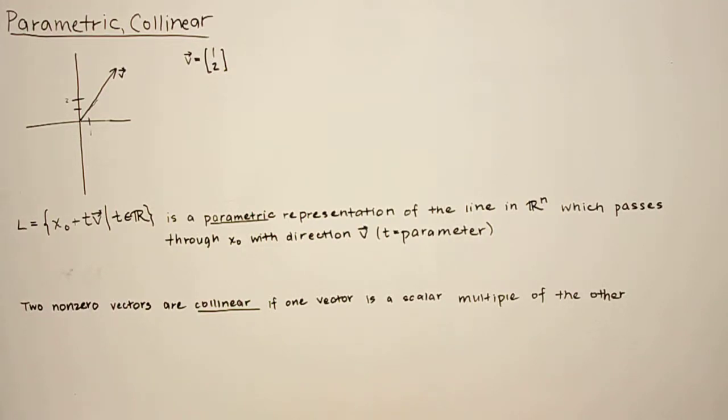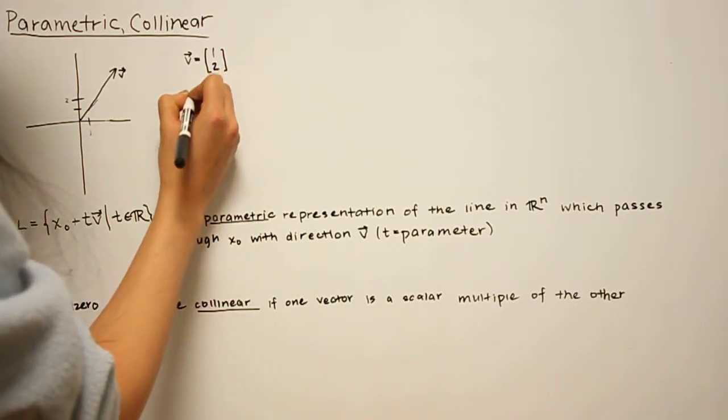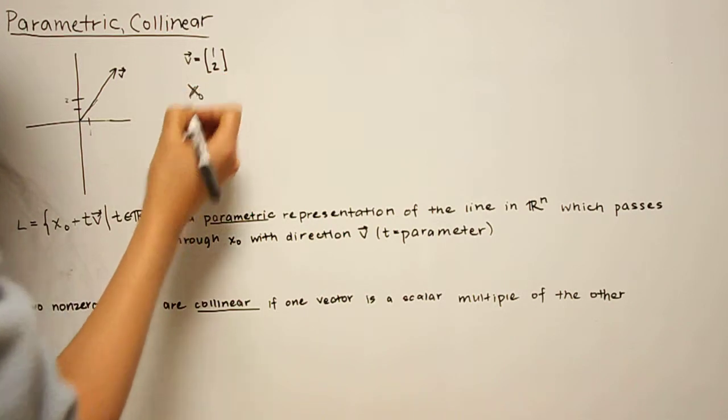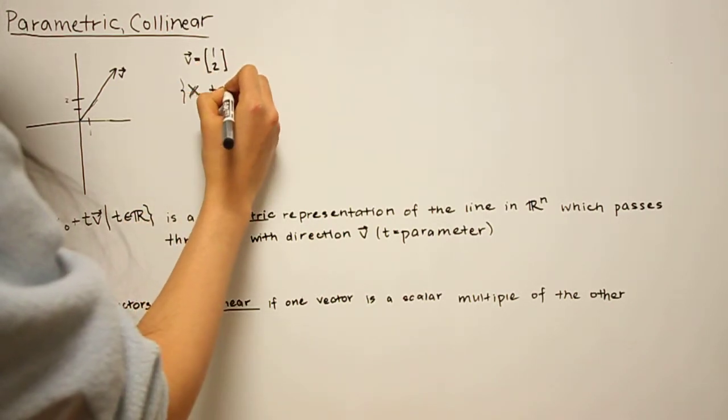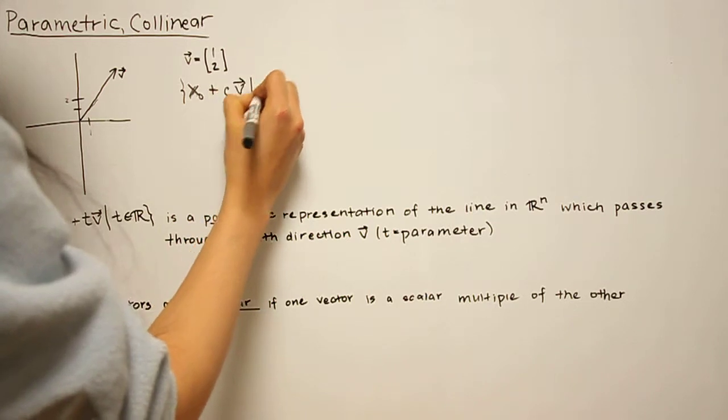Okay, so we're going to examine the concepts of parametric and collinear. So we have a vector v in R2, that's (1, 2). If we add a fixed vector, x0, to each vector in the span of this non-zero vector v, we obtain the set x0 plus cv, where c is a scalar.